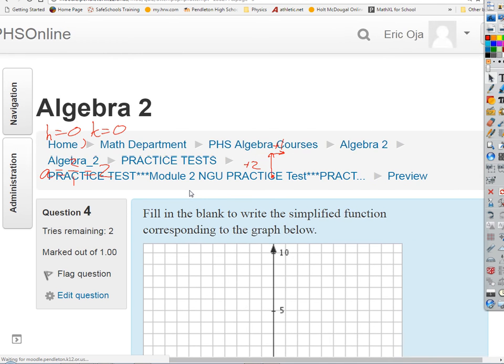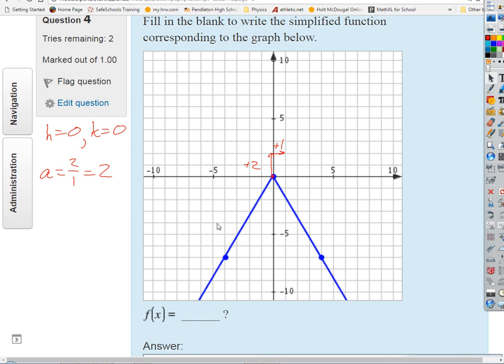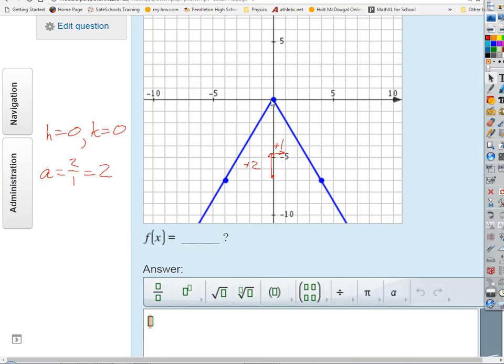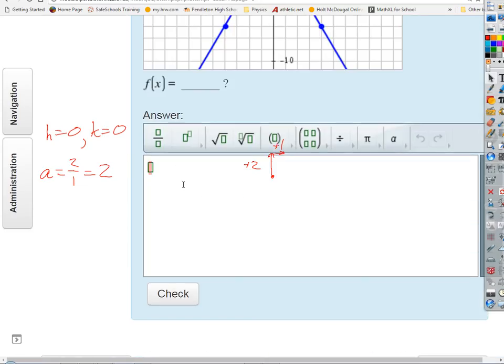Let's try another one. So that one would just be negative. What is that going to be? 7/4 is A. Everybody agree? If you go down 7 and over 4.